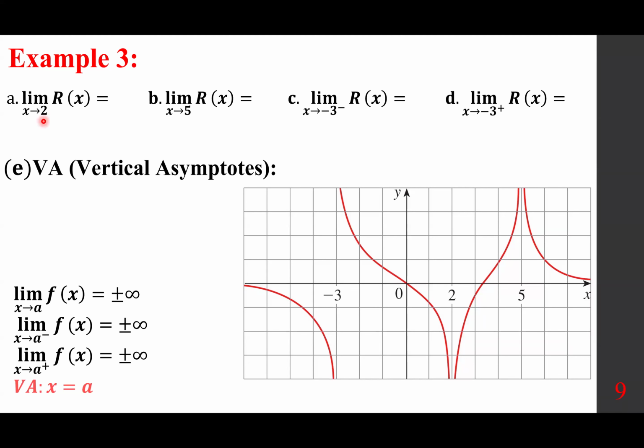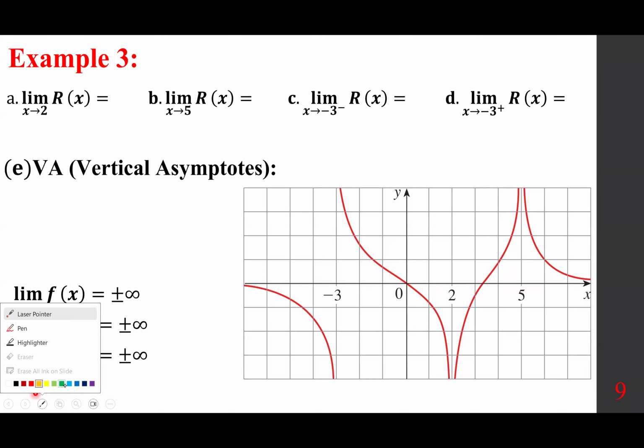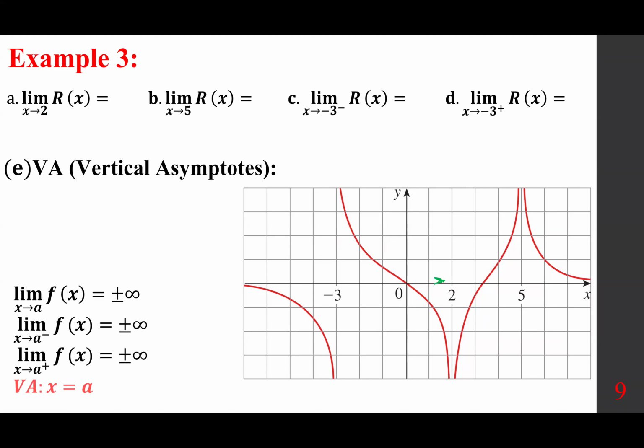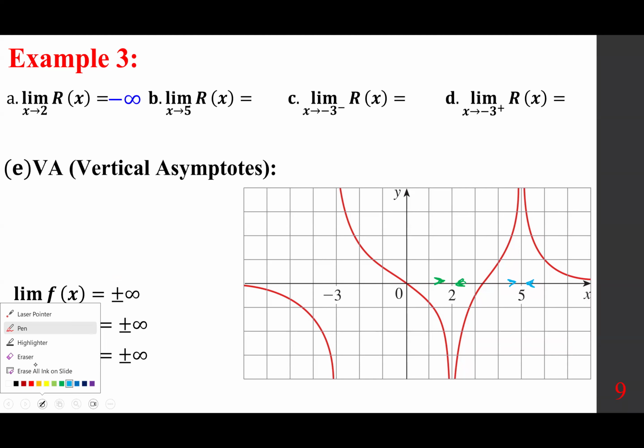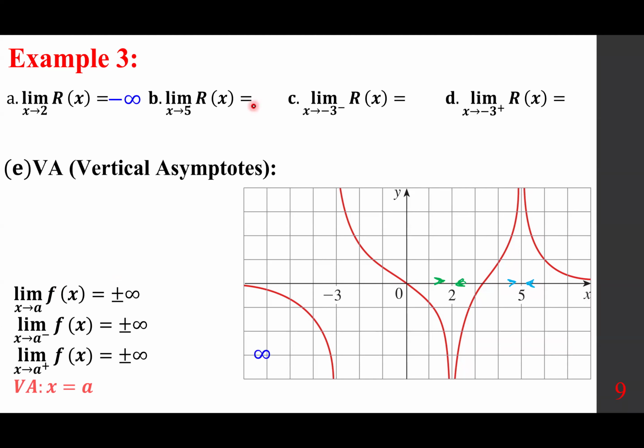As x approaches 2, so look at number 2. Left or right of 2 makes no difference. In both cases, the answer is going down to negative infinity. For 5, from the left, from the right, both sides is going to positive infinity.